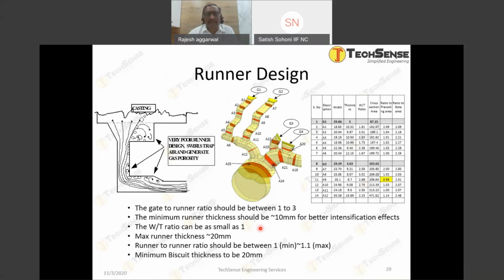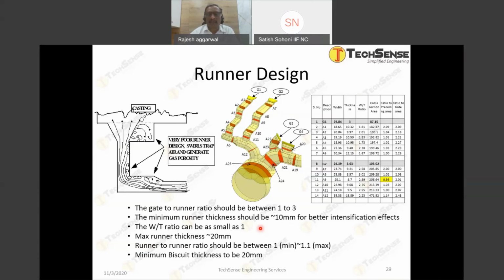The runner design itself plays a bigger role, right? We always have to have a reducing cross section towards the gate. The gate to runner ratio should be between 1 to 3. The minimum runner thickness also should be around 10 millimeter approximately for better intensification effect. The W by T ratio can be as small as 1. The maximum runner thickness should not be more than the biscuit thickness actually. Normally the biscuit thickness we keep 20 millimeter, so the runner thickness should not go beyond that. Runner to runner ratio should be between 1 to 1.1.